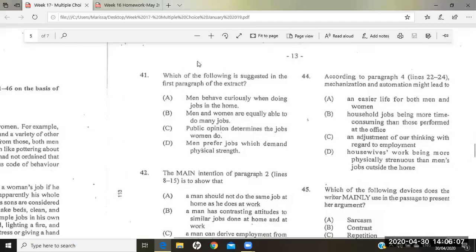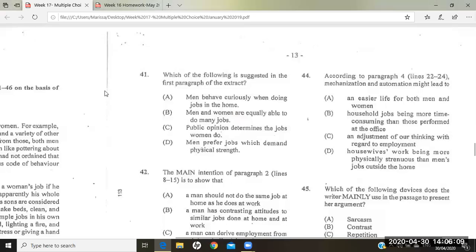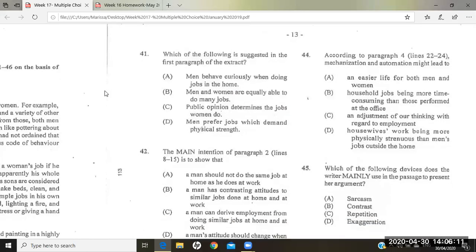So 41, it says, which of the following is suggested in the first paragraph of the extract? Is it that men behave curiously when doing jobs in the home? Men and women are equally able to do many jobs. Public opinion determines the jobs women do, or men prefer jobs which demand physical strength.